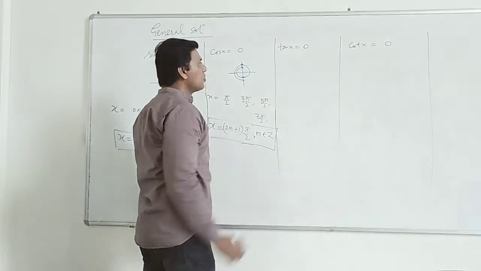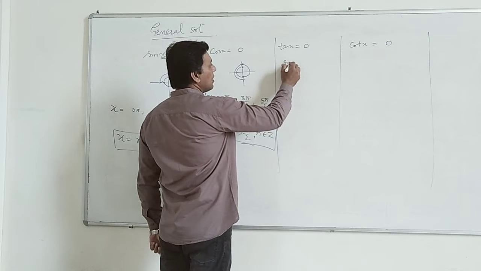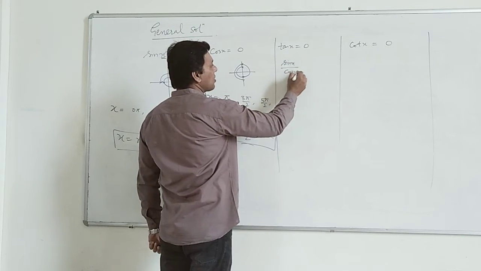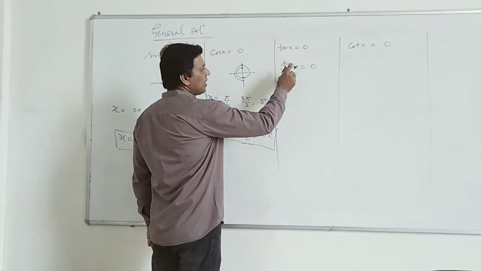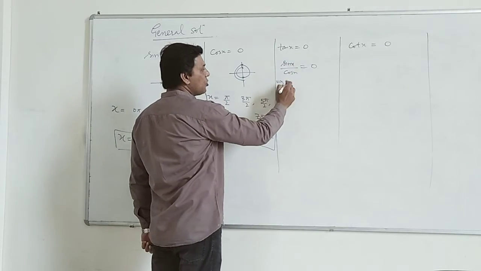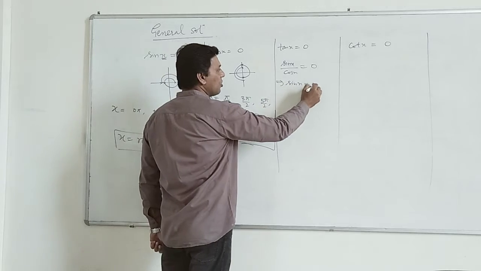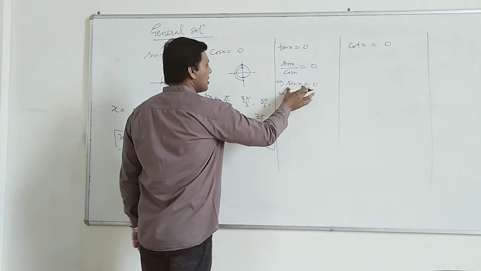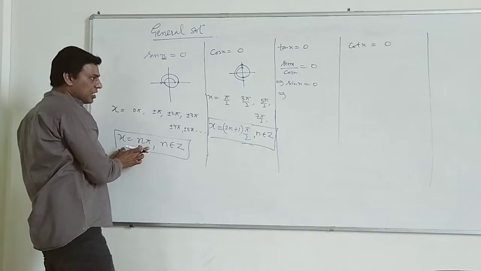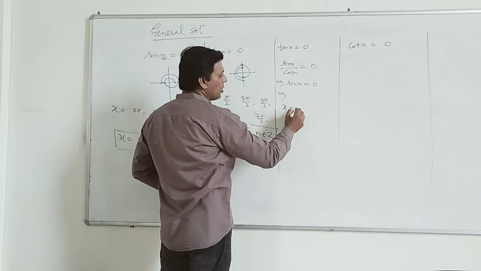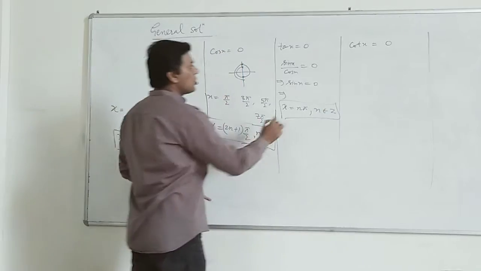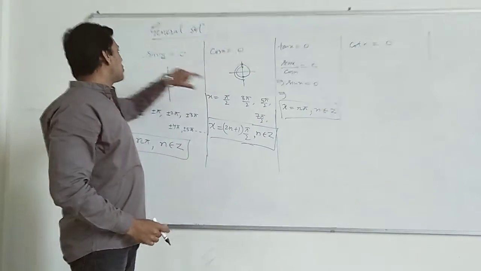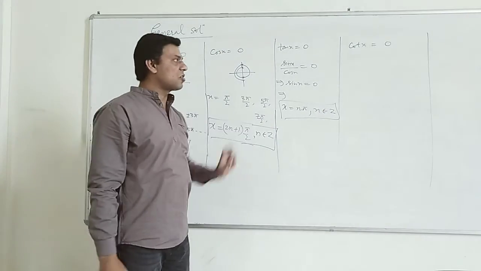Now tan x is equal to 0. You know tan x is sin x upon cos x, which is equal to 0. So this implies if this fraction is 0, the numerator is 0, that is sin x is equal to 0. And for sin x equal to 0, you know the general solution: x is equal to n pi, where n is an integer. So tan x equal to 0 has the same general solution.